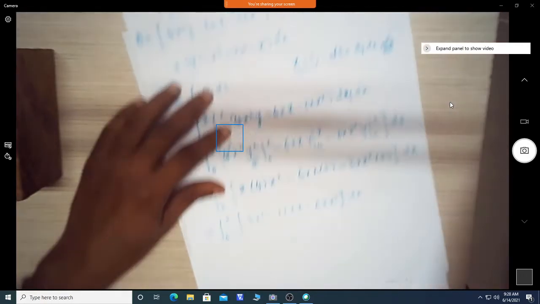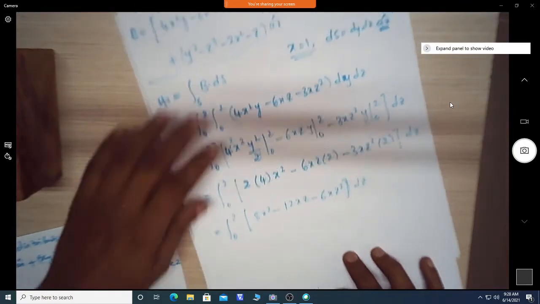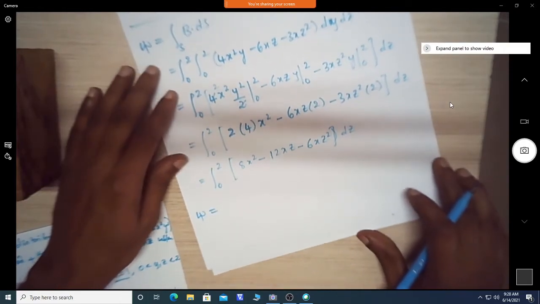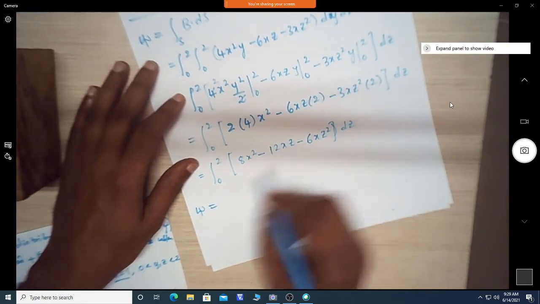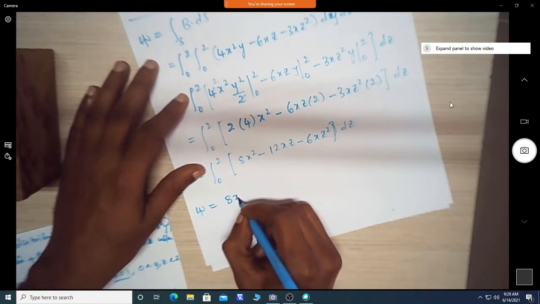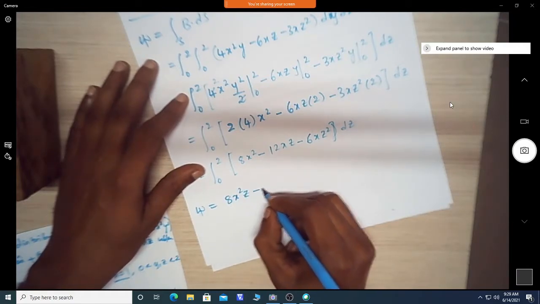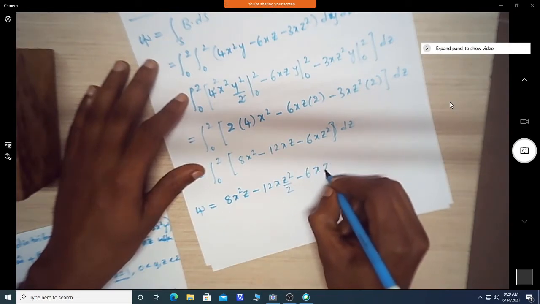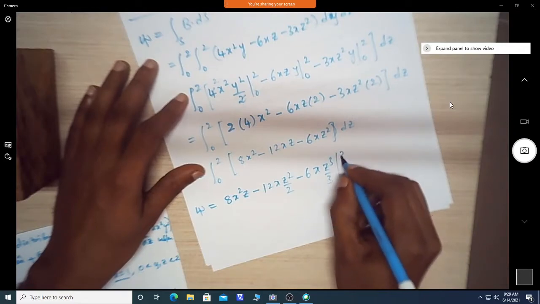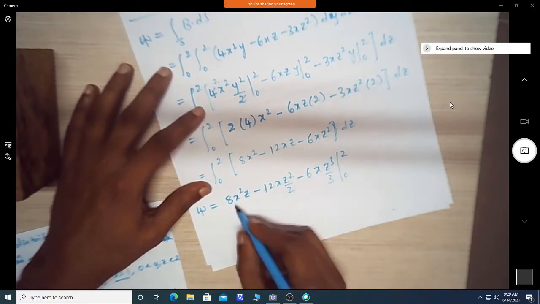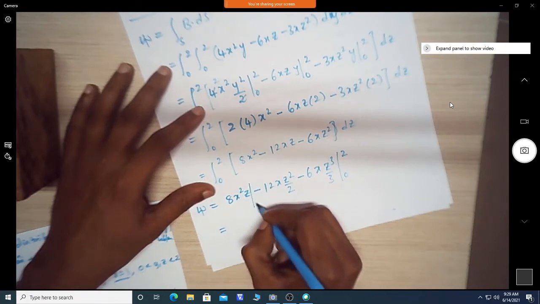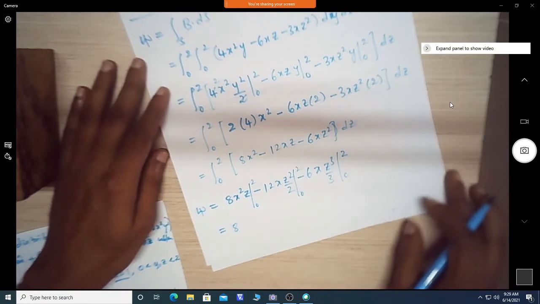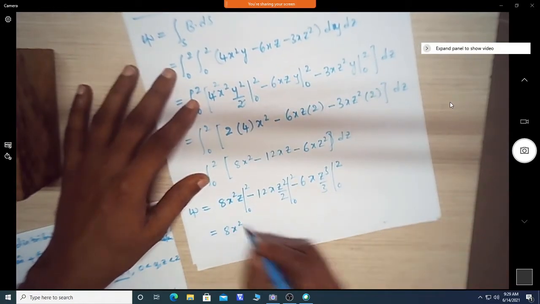So now we'll integrate with respect to z in order to get the psi, that is the magnetic flux. So now we'll get 8x square z minus 12xz square by 2 minus 6xz cube by 3. We have to substitute the 0 to 2 limits for all the z components. Okay, so that is 0 to 2, 0 to 2.